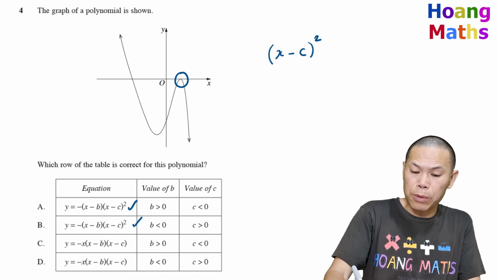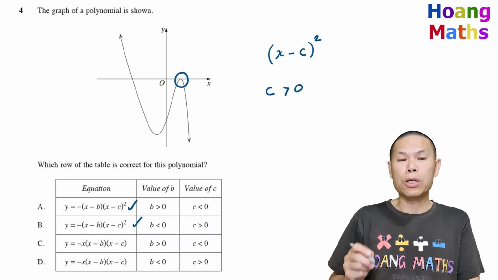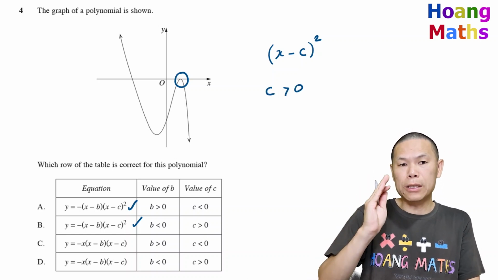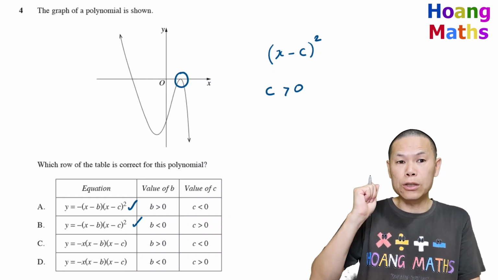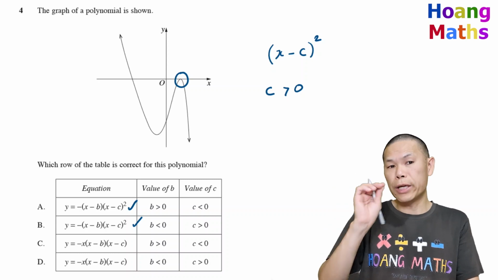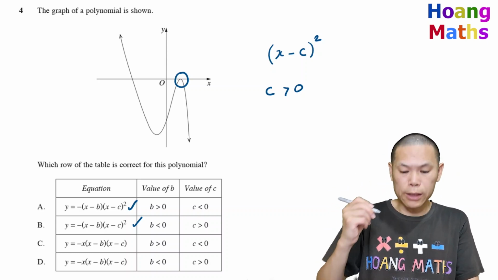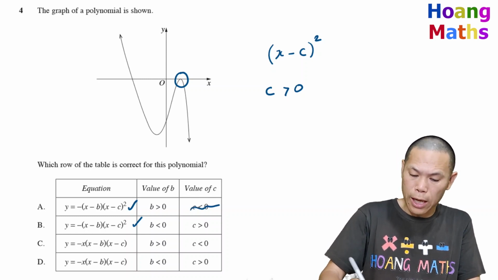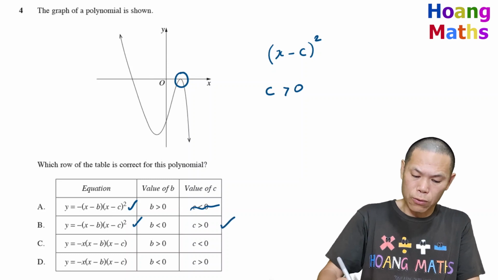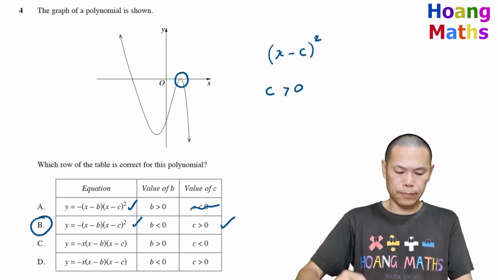We know that's because of minus c. In other words, c must be greater than 0. Because when you minus c, that means the turning point is at x equal to c. And c should be positive because the turning point is at positive x. So keep that in mind. Therefore, c is greater than 0. This is c less than 0, so you cannot have that. So c greater than 0 is this one here. So the answer should be B.